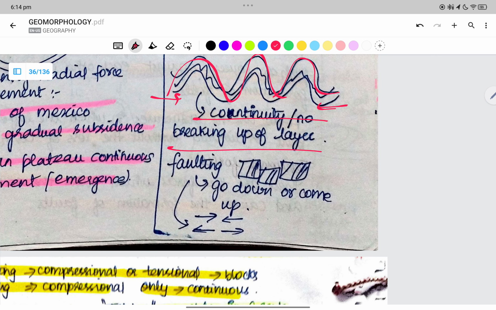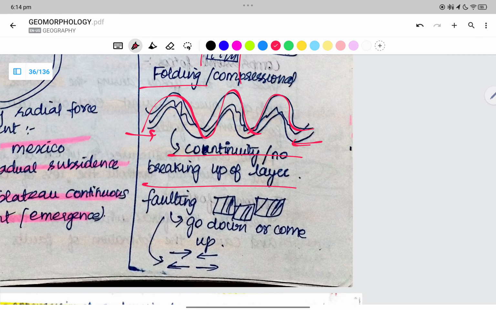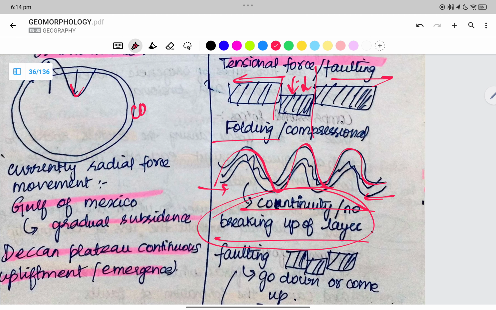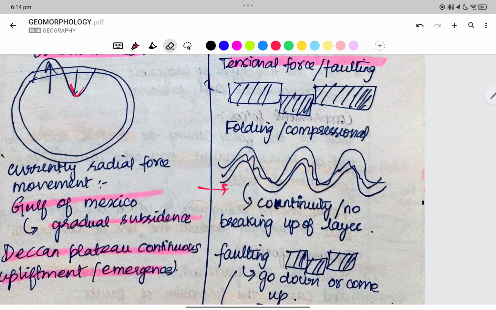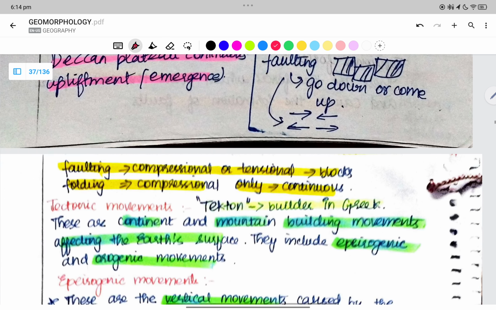In faulting there is a break, but in folding, or compressional forces, there is continuity and no breaking up of the layer. Folding has continuity and no breakup of the layer. Faulting has a breakup, right?